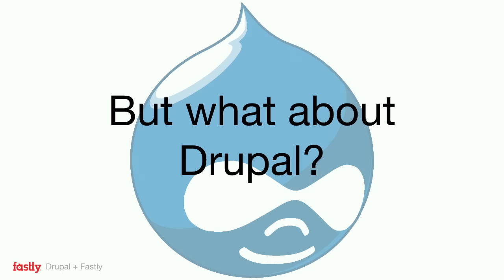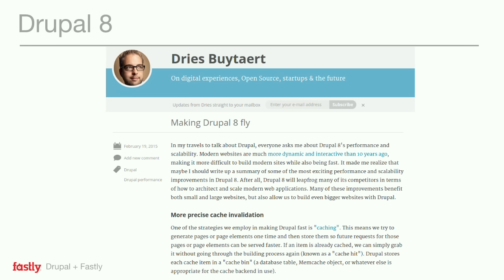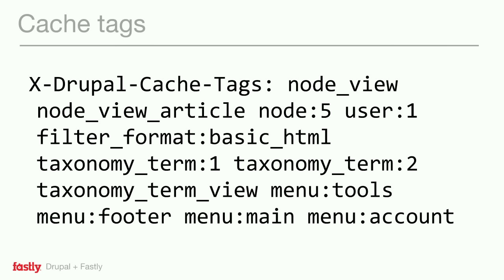But what about Drupal? In Drupal 7, our support was pretty basic, and Fastly mostly works with the expire module. And then Dries made this blog post, Making Drupal 8 Fly, where we have much more precise cache invalidation using cache tags, which is the same as surrogate keys.